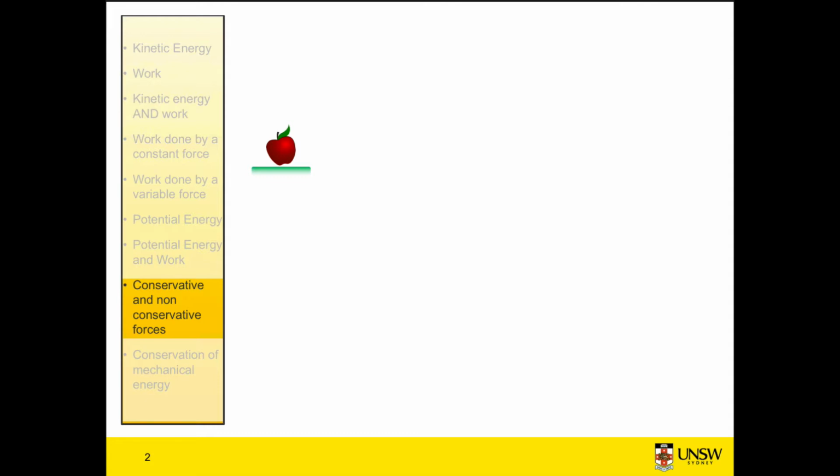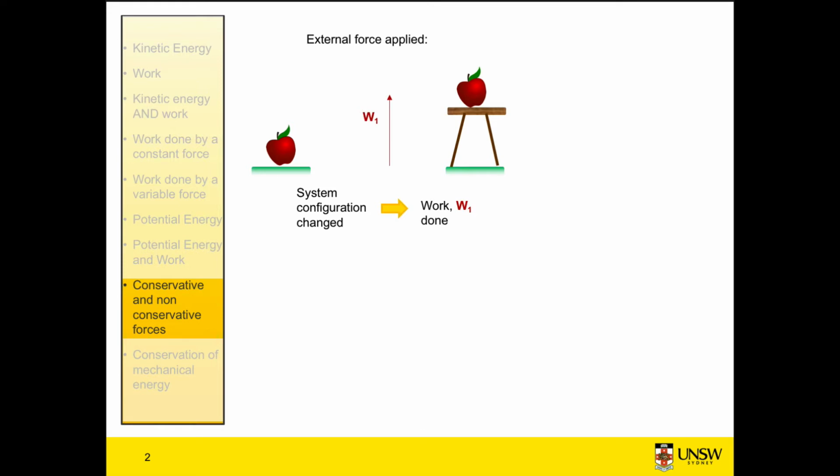So as a short recap, we've been looking at forces applied to systems, where the system is, for example, the mass on the spring attached to an anchor point or an apple suspended above the ground. And we've been looking at what happens when an external force is applied to the system. What we've seen is that when a force is applied to the system, and it causes the system configuration to change, so for example the apple moves, then work is done. So in the case of this apple, if we were to apply an external force to lift it up and put it on the table, then we've changed the system configuration, and so we must have done work.